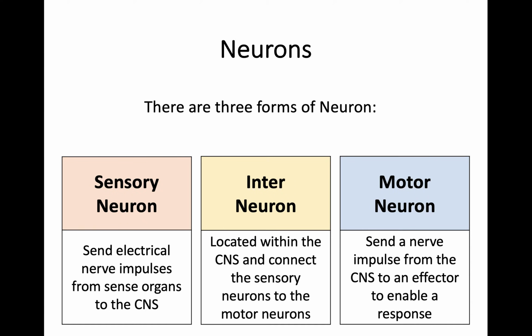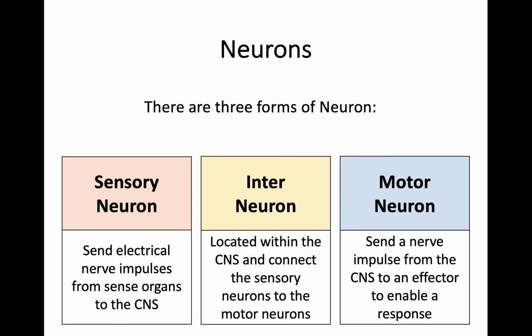Essentially, the sensory neuron sends electrical nerve impulses from sense organs. These are organs such as your skin picking up touch or your eyes picking up light. Information is then sent electrically through the sensory neurons to your interneurons. Your interneurons are found within your central nervous system, which hopefully you remember is your brain and your spinal cord. And this connects then to the motor neurons.